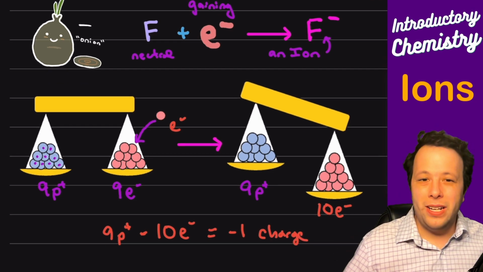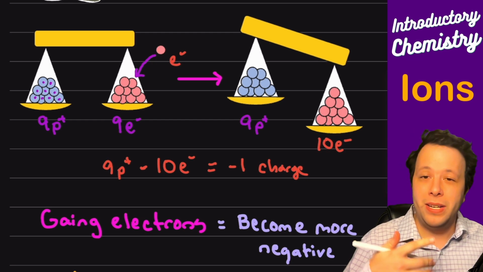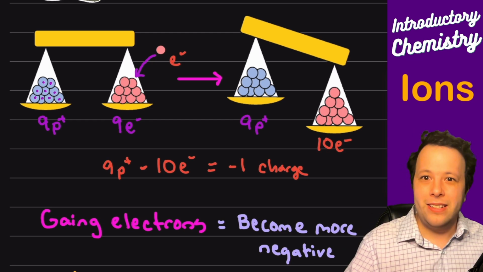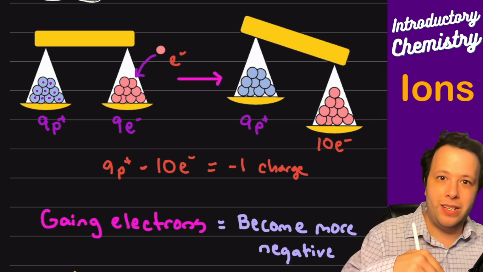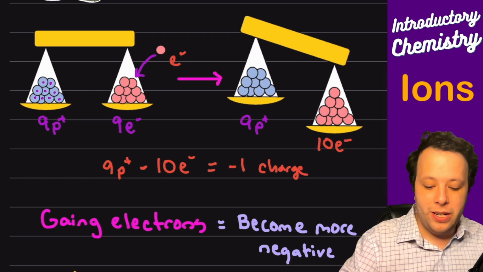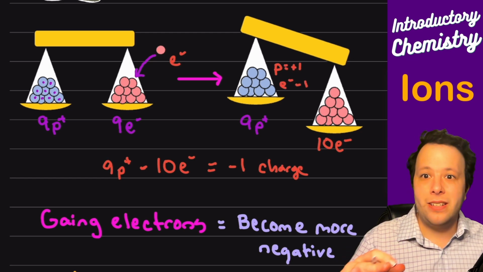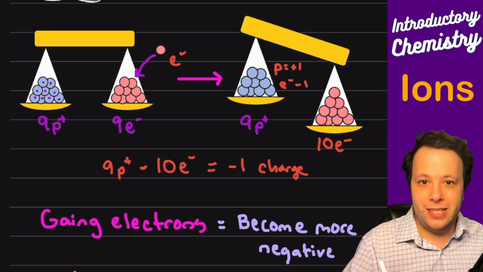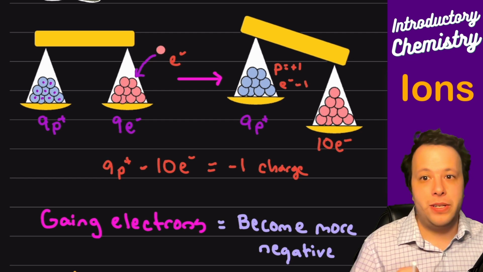So this is what an anion is all about. When you gain an electron, you become more negative, and it shows that you have more electrons than protons. Remember, every proton has a +1 charge. Every electron has a -1 charge. So we can see what that balance is. Let's take a look at some examples practicing counting our protons and electrons.